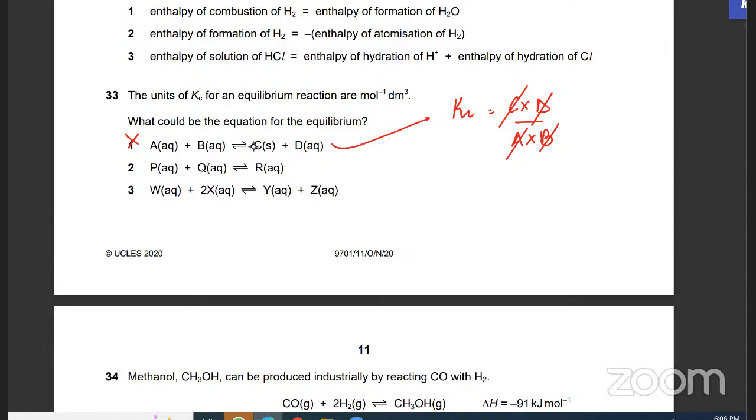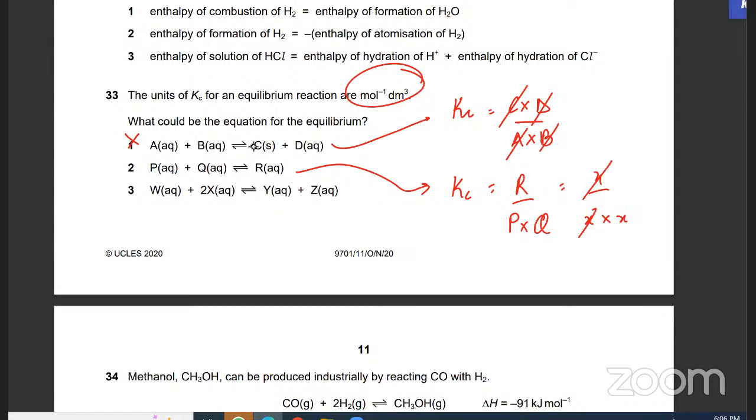What is the unit for the second one? Mol^-1 dm^3, yeah. Okay, so you're going to get the same one as over here, because Kc would be R concentration divided by P concentration times Q concentration. So it's mol per dm^3 divided by mol per dm^3 times mol per dm^3. And this becomes x to the power minus 1. So it's concentration to the power minus 1, which is this.